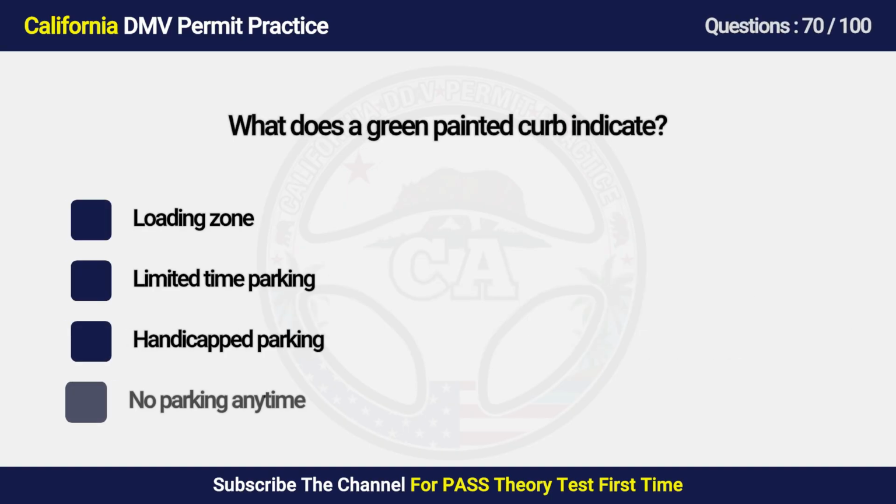Question 70. What does a green painted curb indicate? A. Loading zone. B. Limited time parking. C. Handicapped parking. D. No parking anytime.